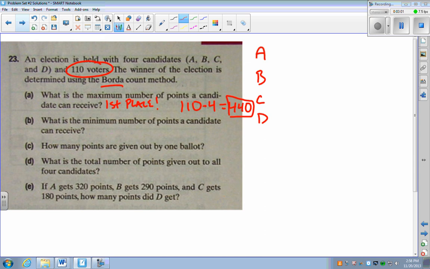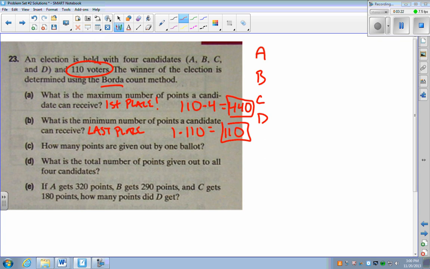What is the minimum number of points a candidate can receive? That's all last place votes. 1 point for each last place. 1 point for last place. 110 people voted, so minimum of 110 points.